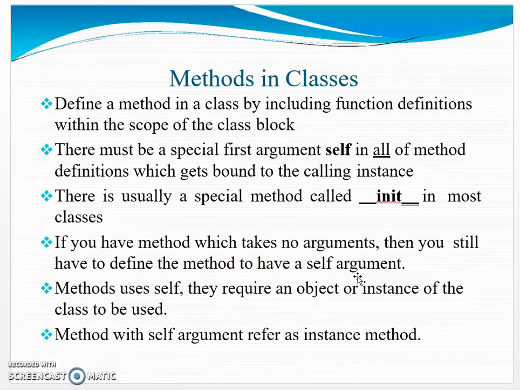Next, methods in a class. We define a method in a class by including a function definition within the scope of the class block. Basically each and every method in the class contains a self object in it. There is a special method called the init method, that is two underscores, then the word init, then again two underscores, in most of the classes. If you have a method which takes no argument, then you still have to define the method to have a self argument. Self argument is compulsory for the methods.